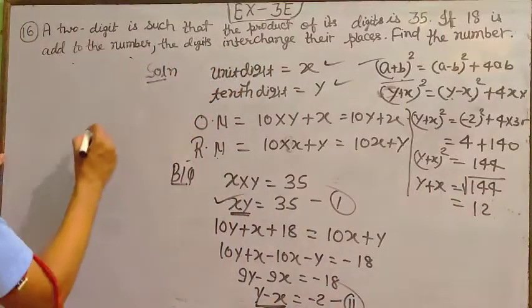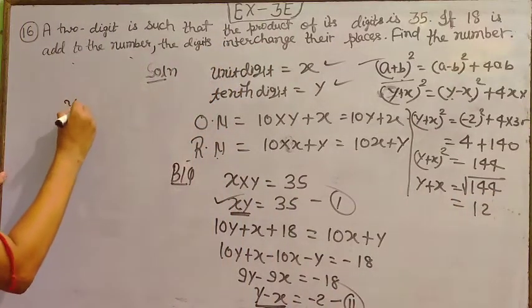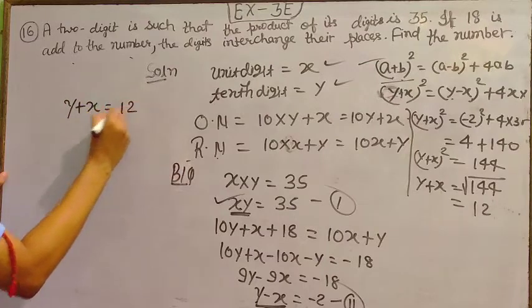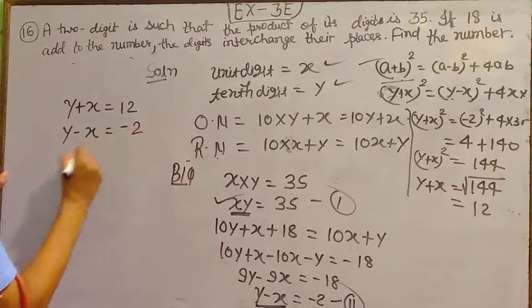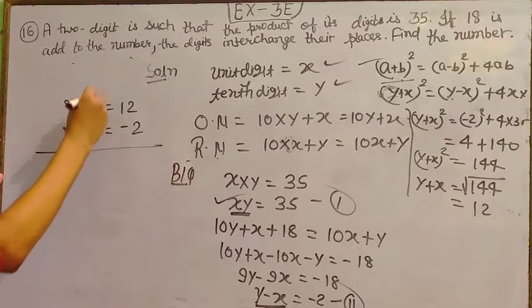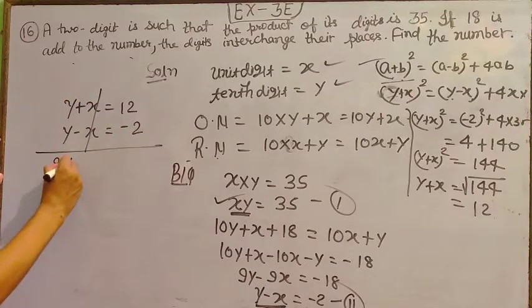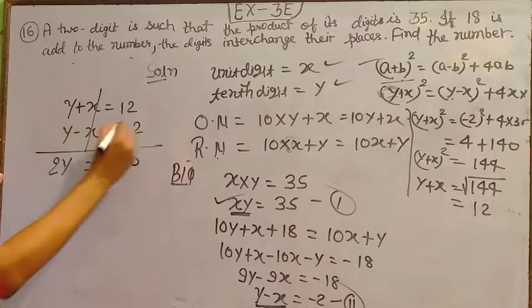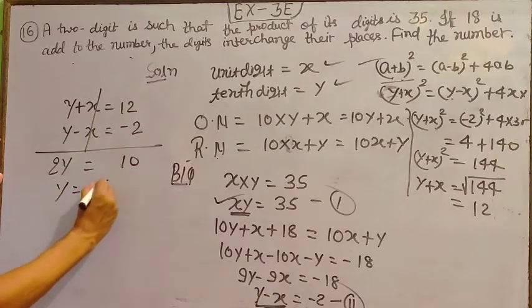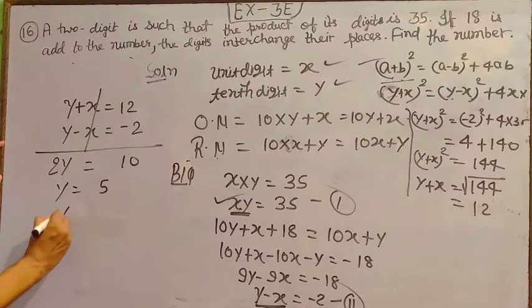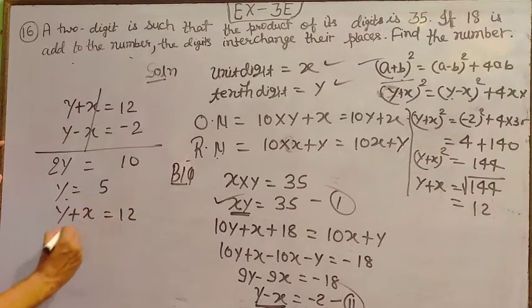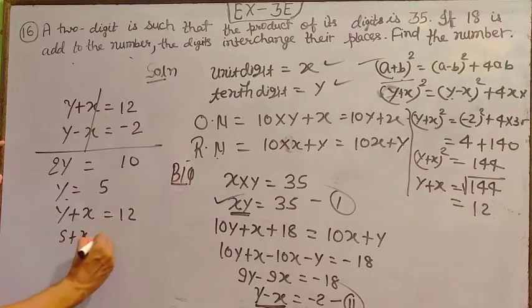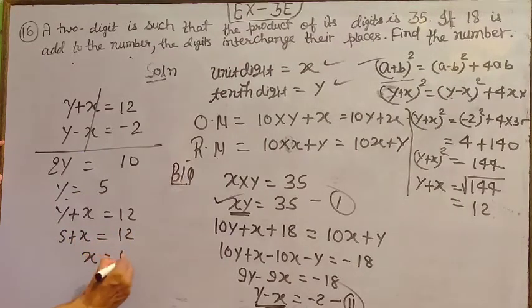So now you write, student, here y plus x you get 12 and y minus x you get minus 2. When you add, then x cancels, it is 2y and it is 10. So y is equal to what? It is 5. And y plus x is equal to 12, then y is equal to 5. So you can find the value of x, and x is equal to 12 minus 5, that is 7.